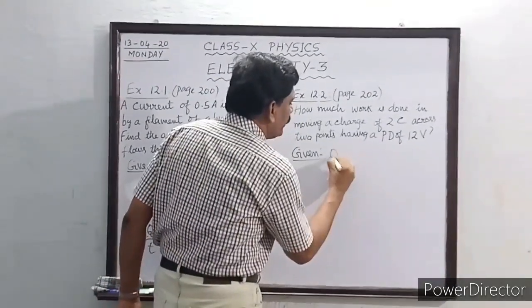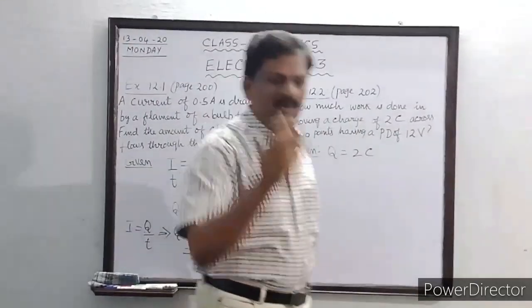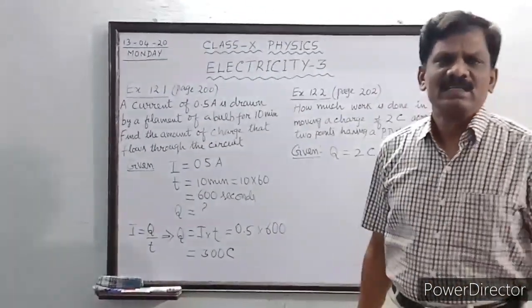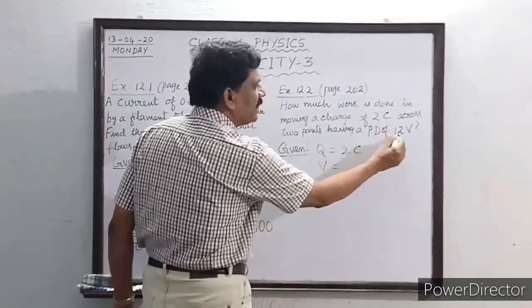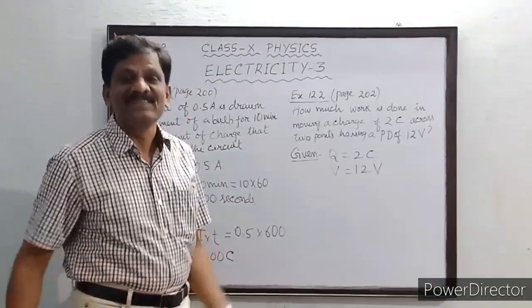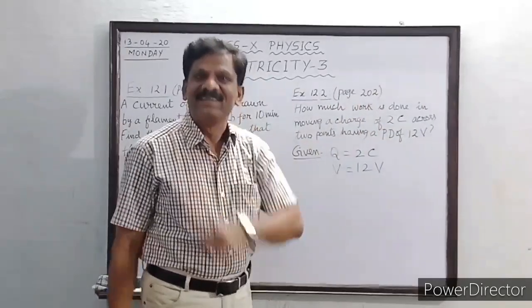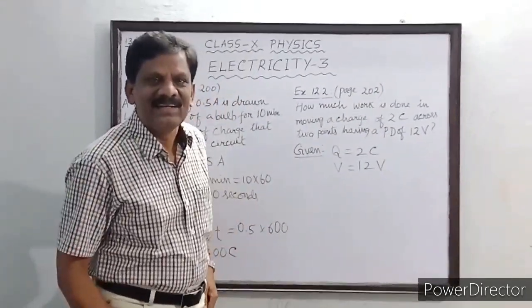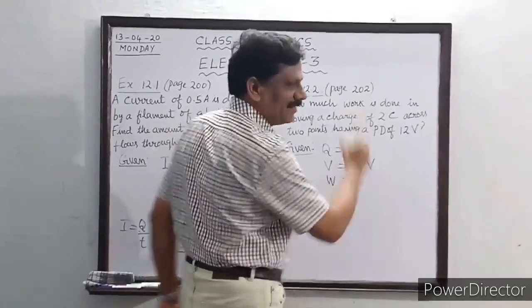So Q is equal to 2 coulomb. One of you tell me, what is the symbol for potential difference? Yes, it is V. So V is given. V equal to how much volt is given? 12 volt. What is asked here? What we have to find? How much work is done. What is the symbol of work done? Yes, W. So W is questioned.